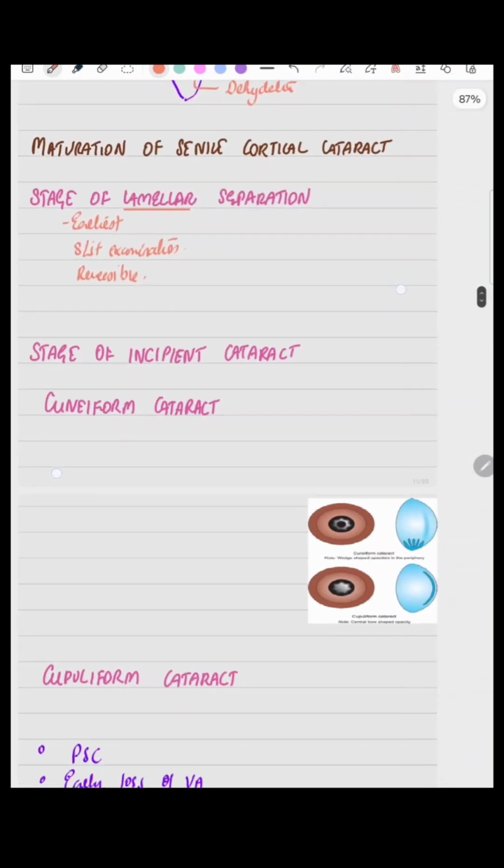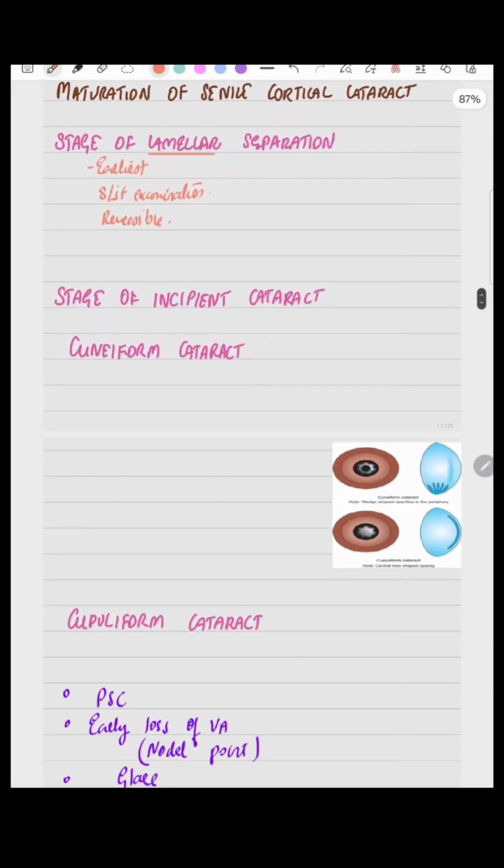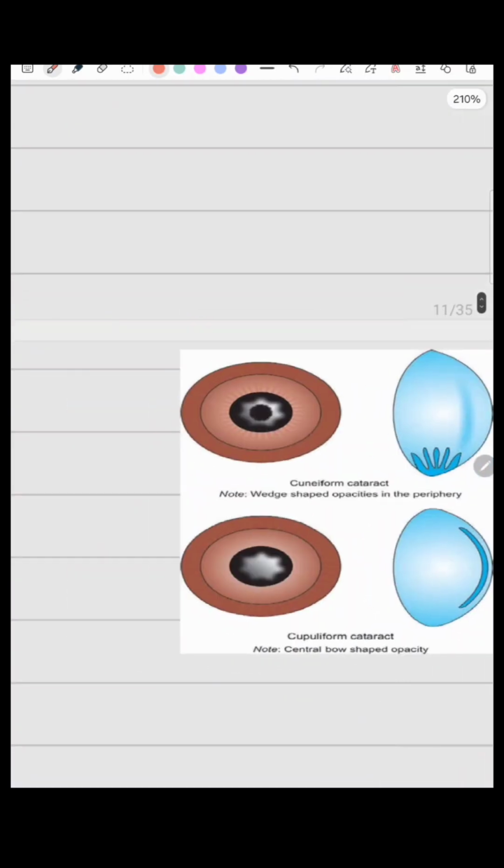Then next is the stage of incipient cataract. Here there are two forms, cuneiform variety and cupuliform. Cuneiform is wedge shaped opacities that start in the periphery, usually in the lower nasal quadrants. Visual disturbances are noticed only at late stages, as the center is still clear.